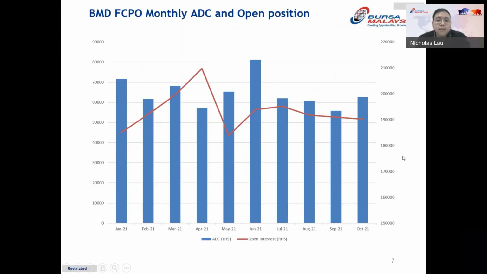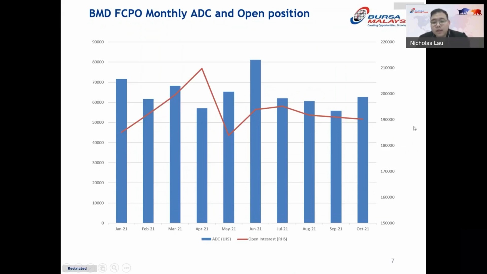Next would be the monthly ADC and open position. So ADC is short form for the average daily contract. So the amount of contracts traded per day. So in 2021, we can see here that the average daily contracts is quite high. It's hovering around 70,000 at the moment.